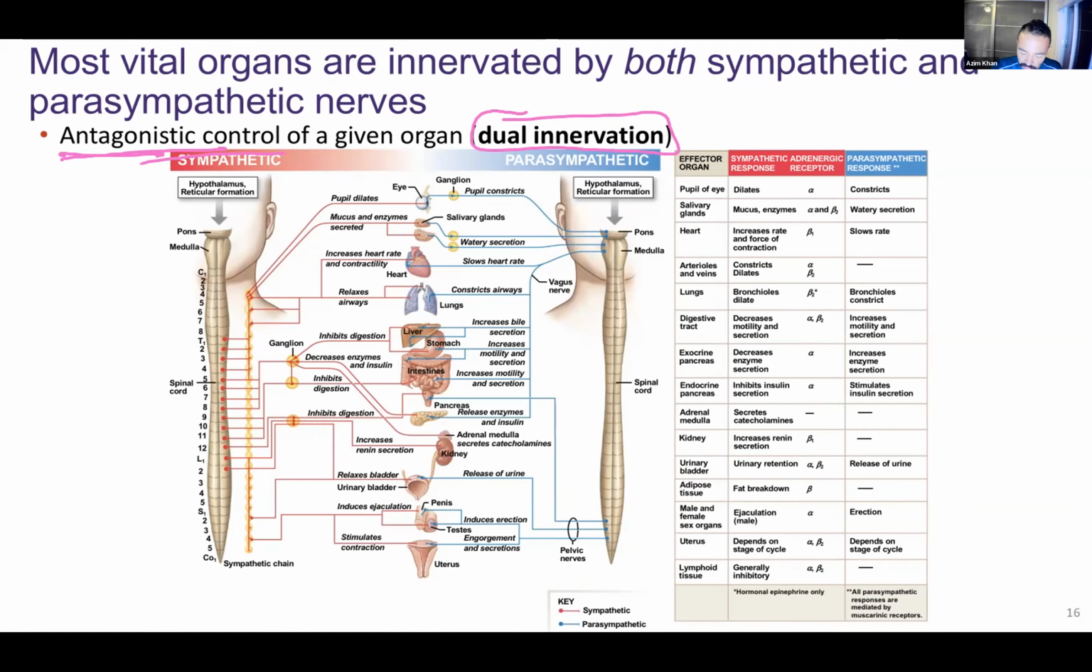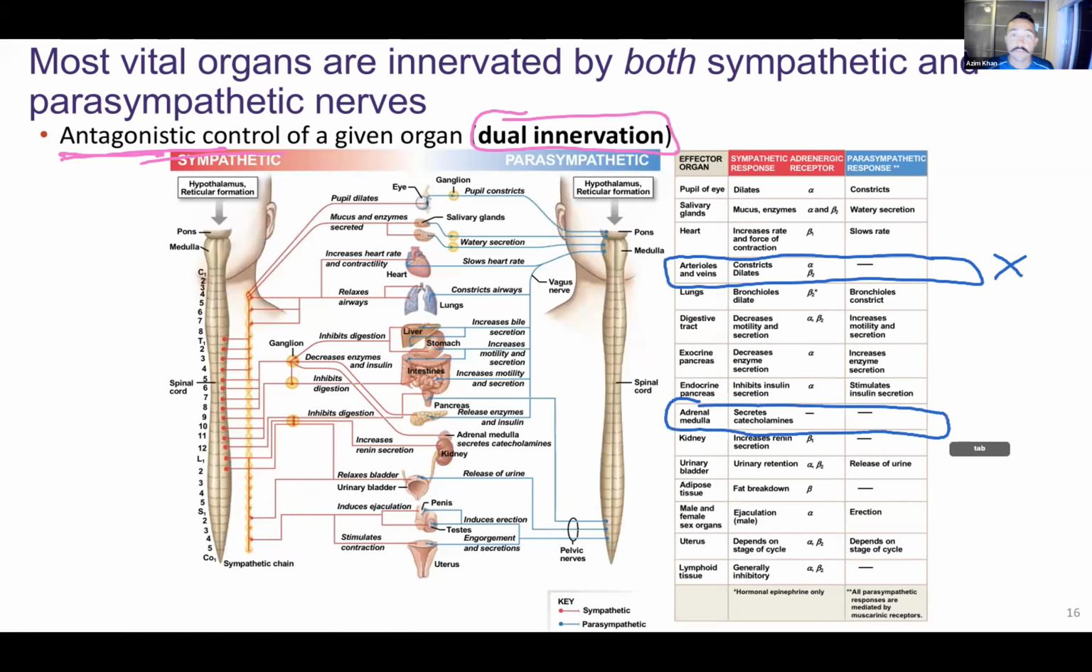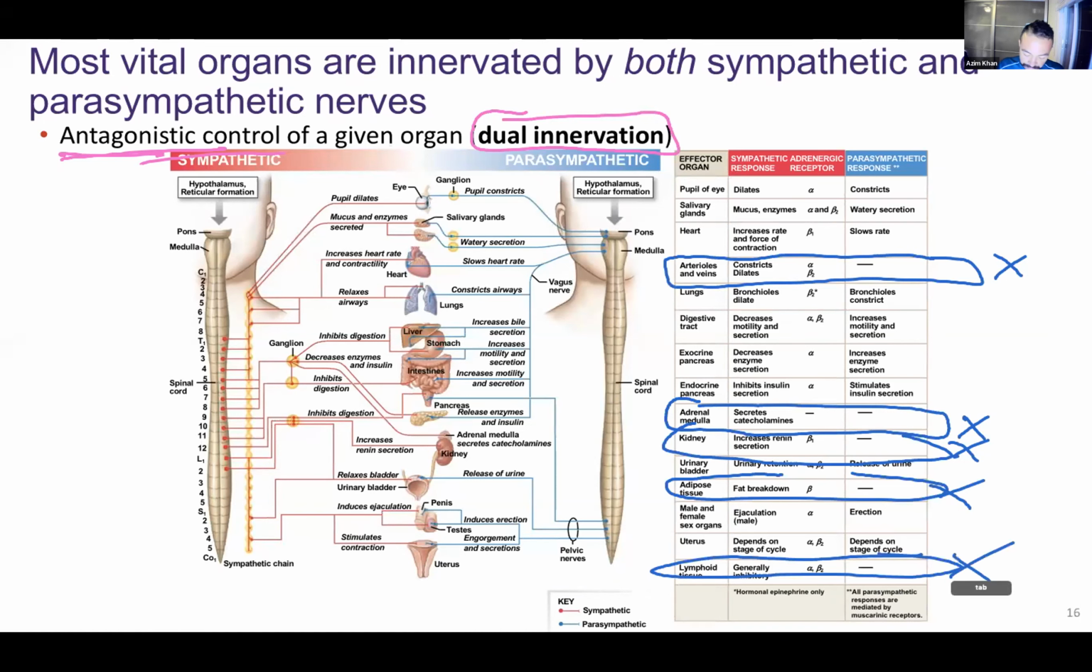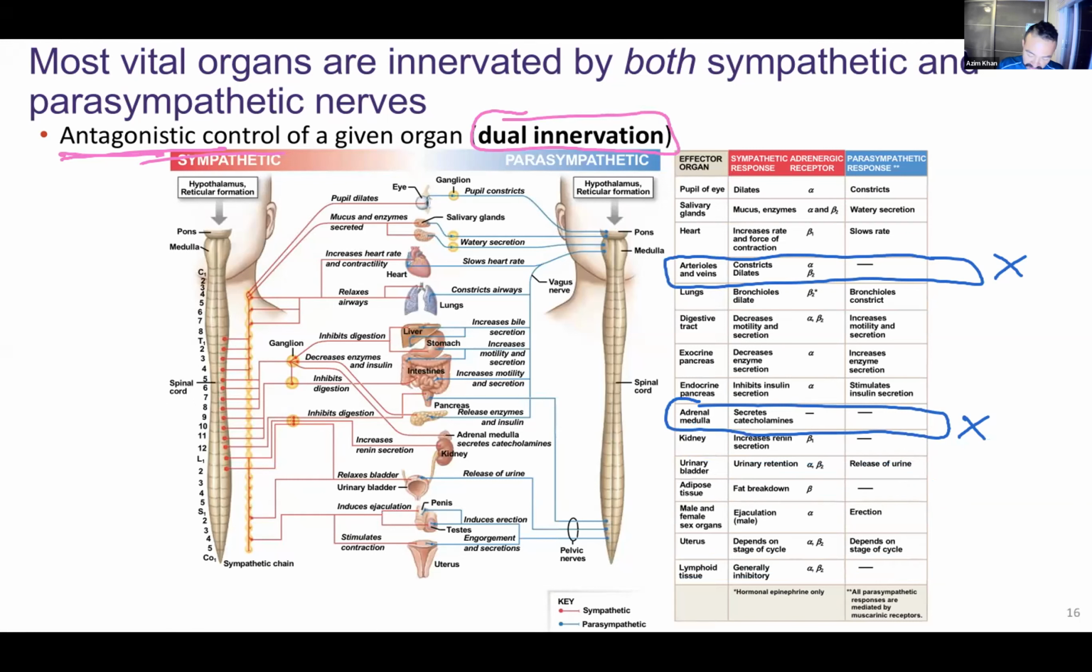I do want to point out real briefly, though, not everything has dual innervation. Blood vessels do not have dual innervation. It's only sympathetic nervous system. Your adrenal medulla, that special pathway where we saw epinephrine being released, that's only sympathetic. Your kidney, only sympathetic. Adipose, only sympathetic. Lymphoid tissue, only sympathetic. I think the ones that I'm going to focus on most are the first 2.